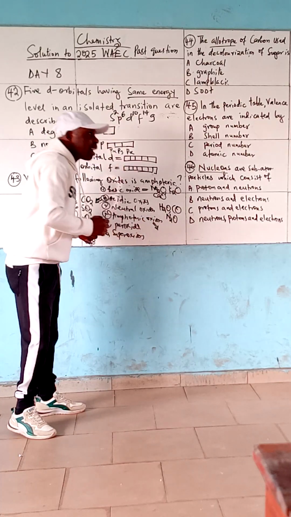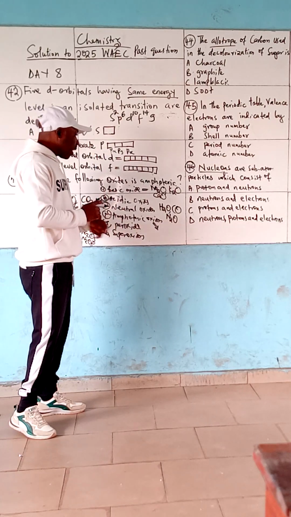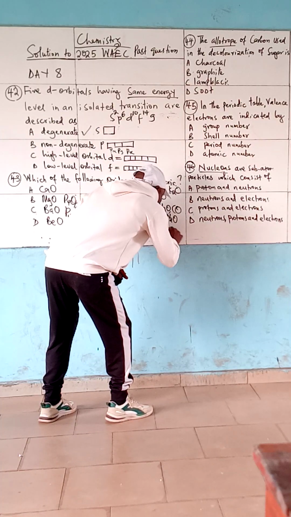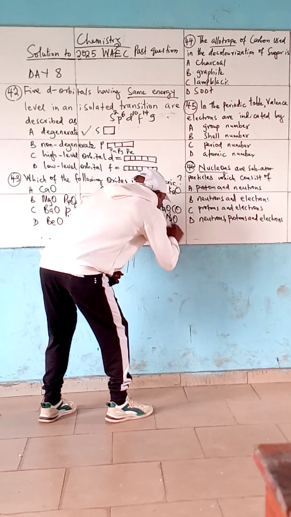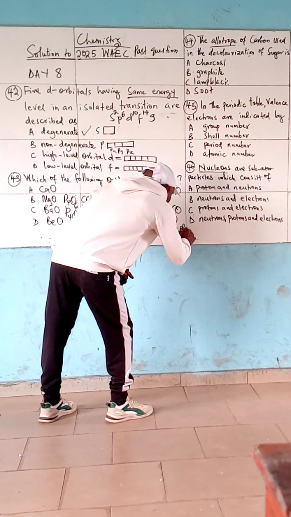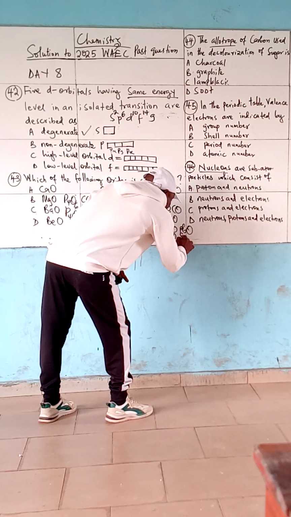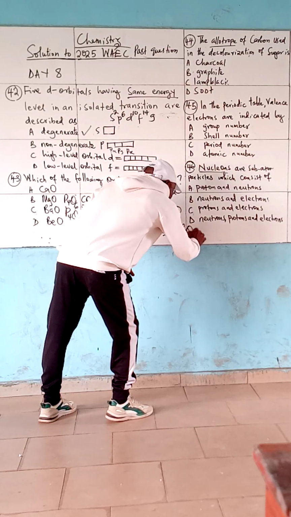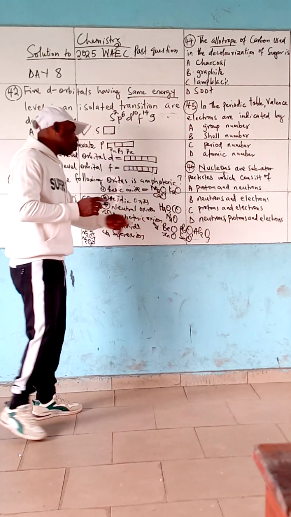Then we have other oxides of metals that can react with both acids and bases. Examples are beryllium oxide, zinc oxide, ZnO, then lead 2 oxide, tin oxide, aluminum oxide like Al2O3. These are examples of amphoteric oxides.